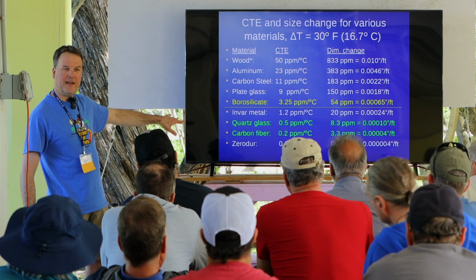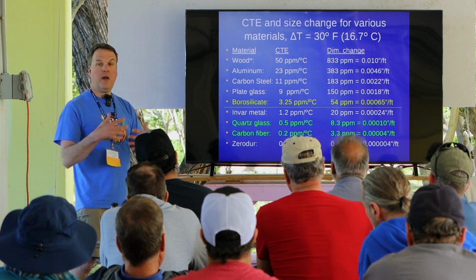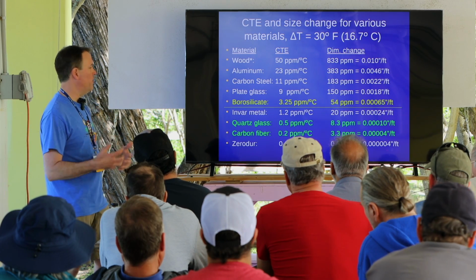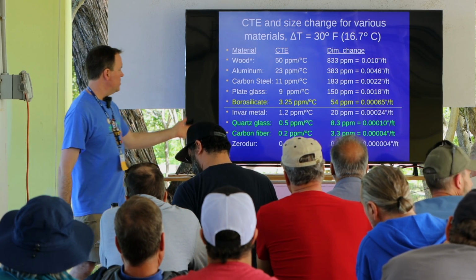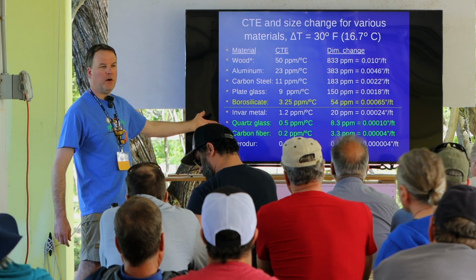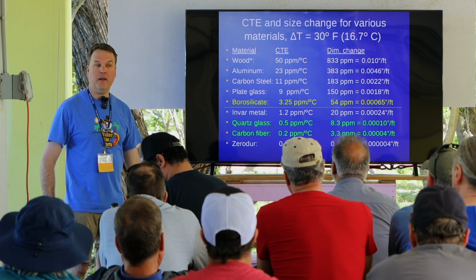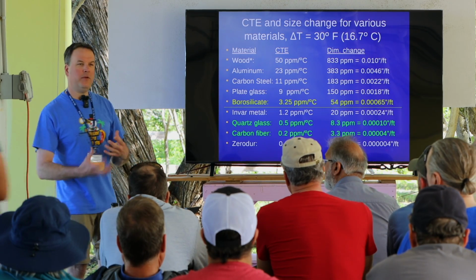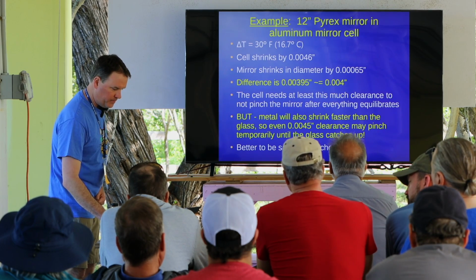Carbon fiber, depending on how it's laid up, maybe around 0.2, maybe a little more. So carbon fiber and glass actually can match fairly well together. So we'll talk about that in a little bit. Zerodur, 0.02 parts per million per C, but dollars per pound is very high. So we generally don't use it, but it's really nice. And there have been some others over the years.